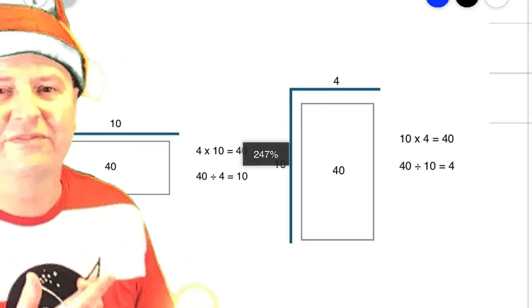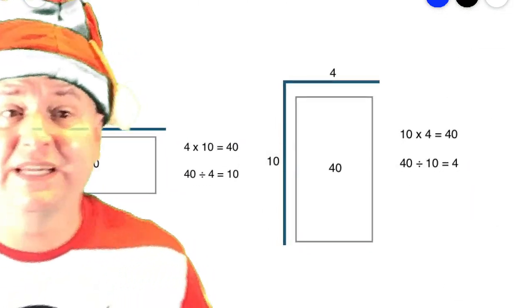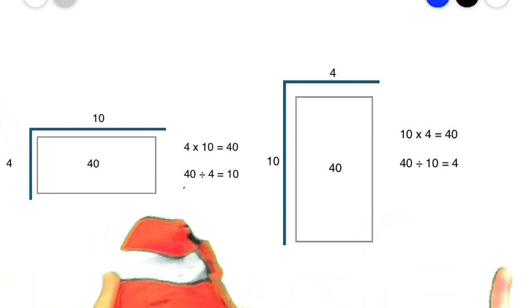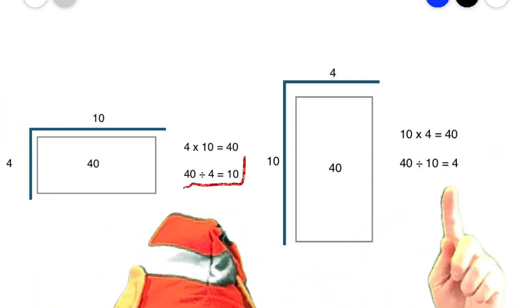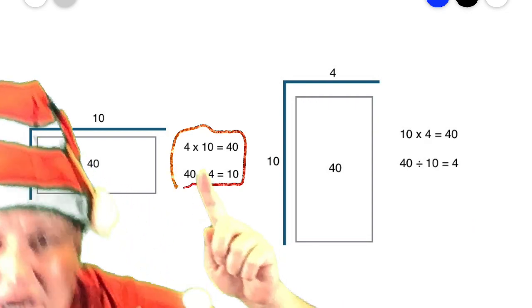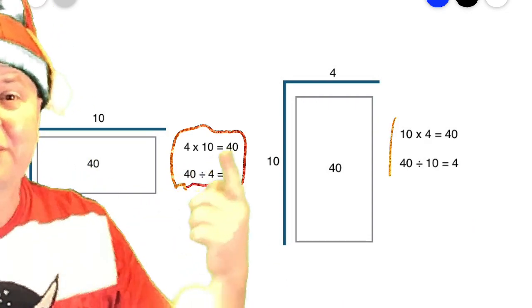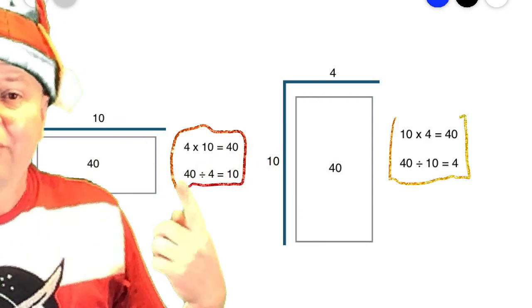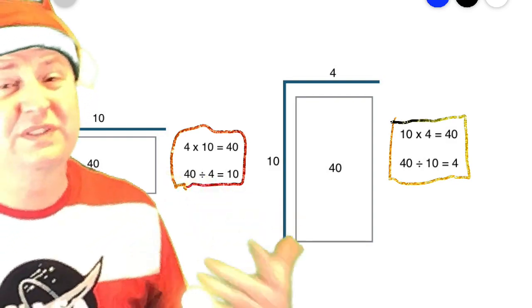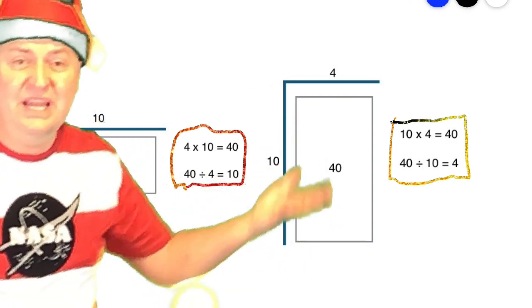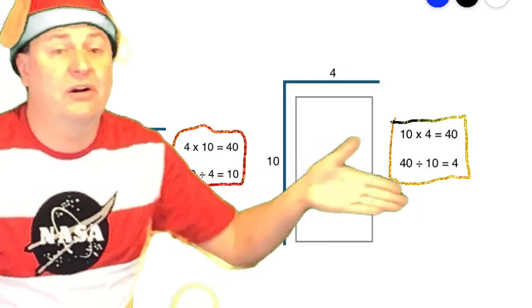Here we are back at our fact families. Now, as you can see, we have our 10 times 4 equals 40. 40 divided by 10 equals 4. And we also have our ones here. The 4 times 10 equals 40. And 40 divided by 4 equals 10. So all of these two sets here are our fact families.